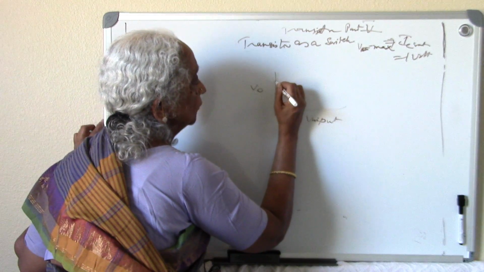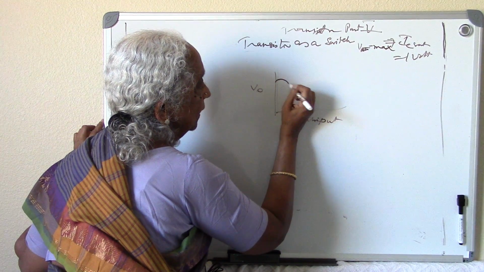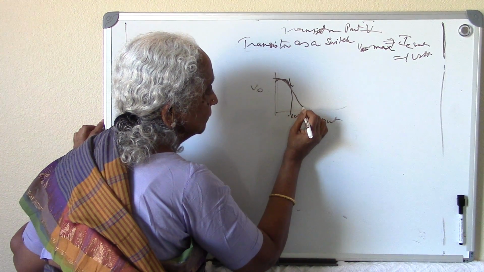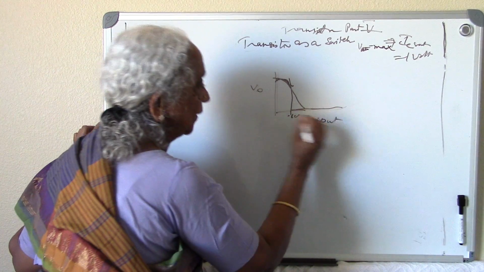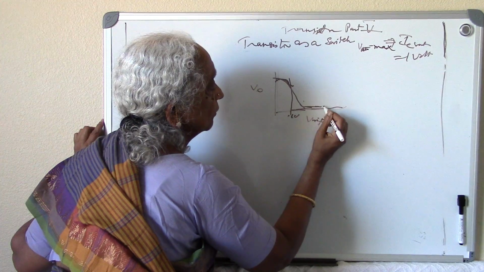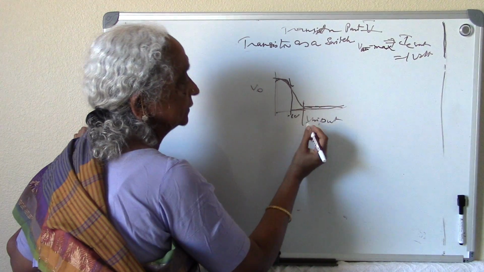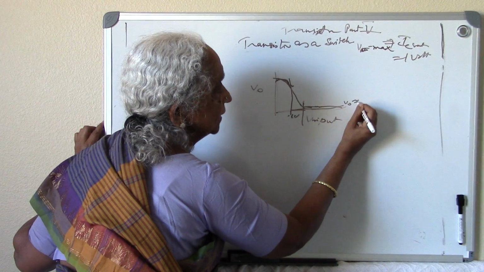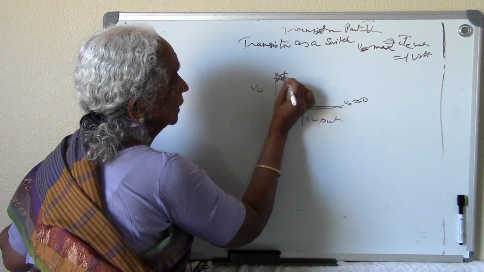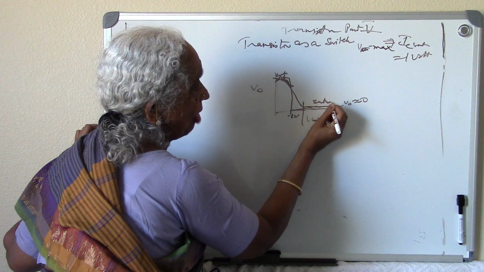So to start with, it will be like this, and very soon at the level of 1.6 it will become very steep and decrease rapidly with increase of Vi, and beyond a certain region of say 1 volt or whatever it is, VO will be nearly equal to 0. This is your cutoff region and this is your saturation region.